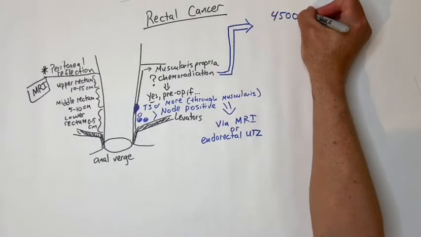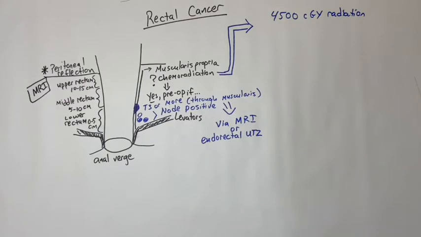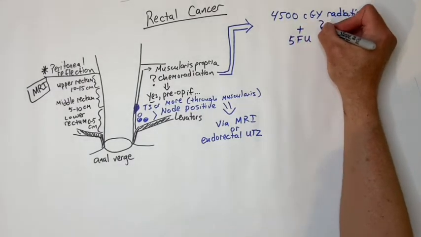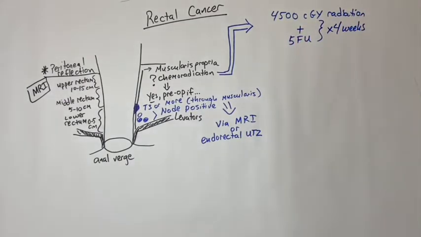Neoadjuvant chemoradiation is usually 4 weeks of radiation at about 4,500 centigrade, with some radiation sensitizing chemotherapy at the same time. This is not full dose FOLFOX, by the way. It's usually just something like 5-FU alone. Giving full chemotherapy and radiation together is too toxic.